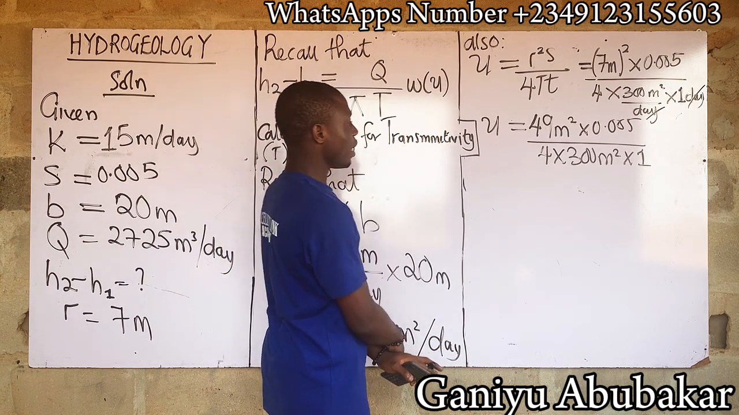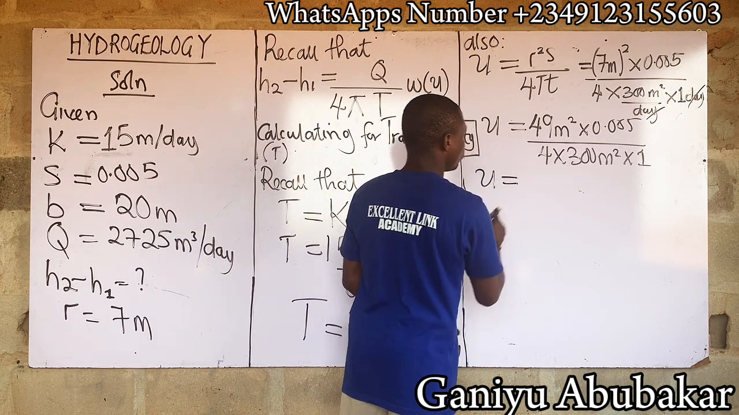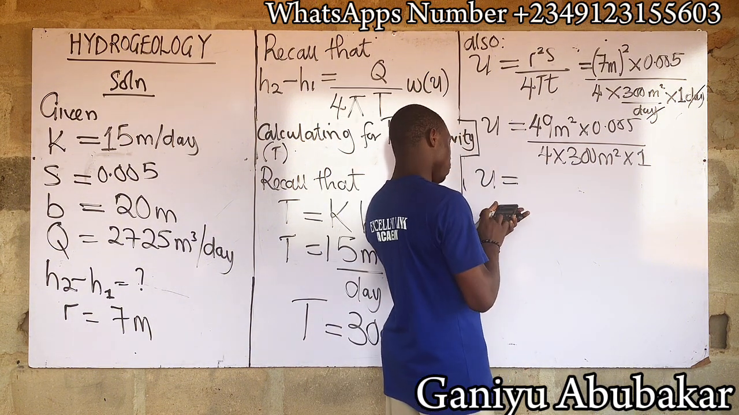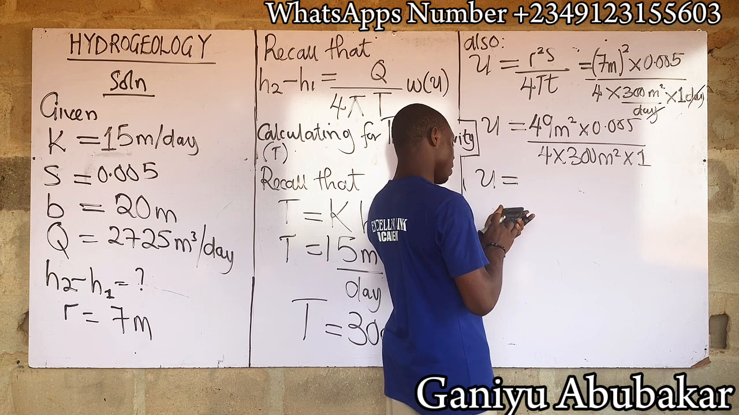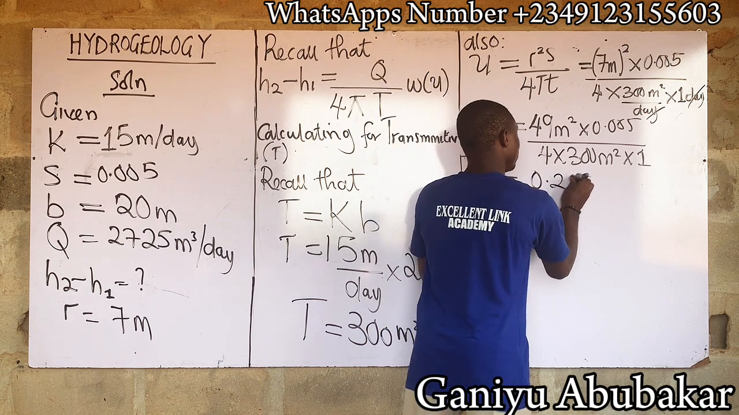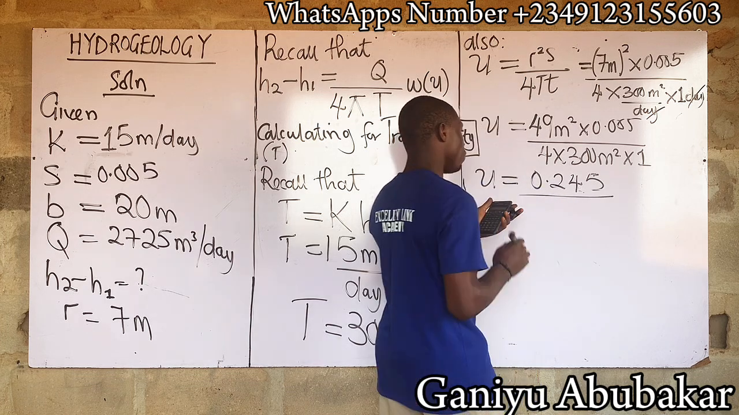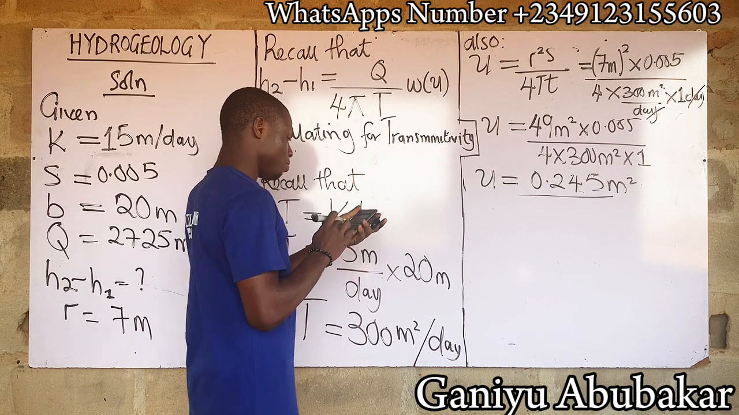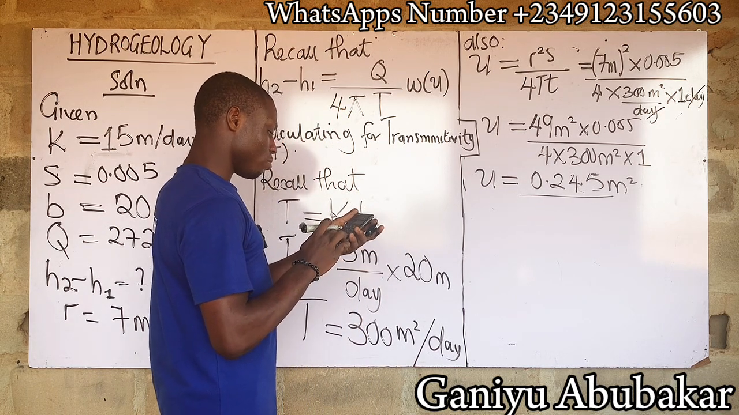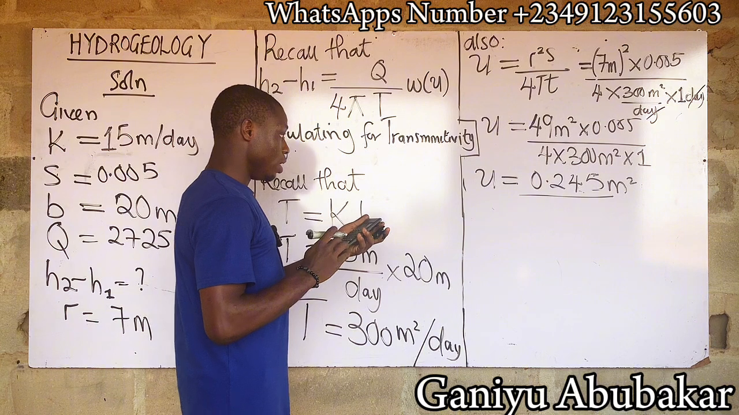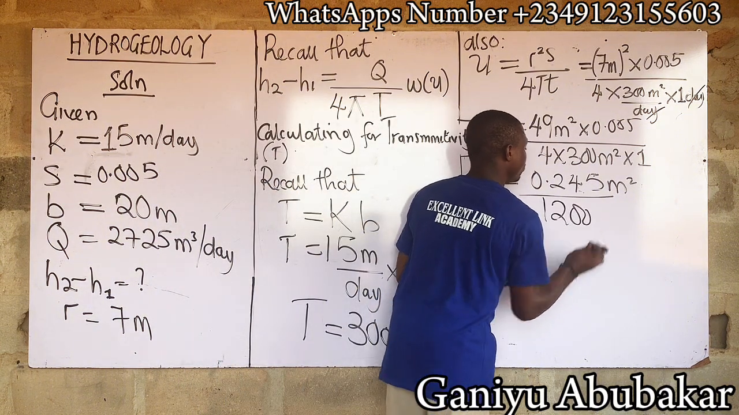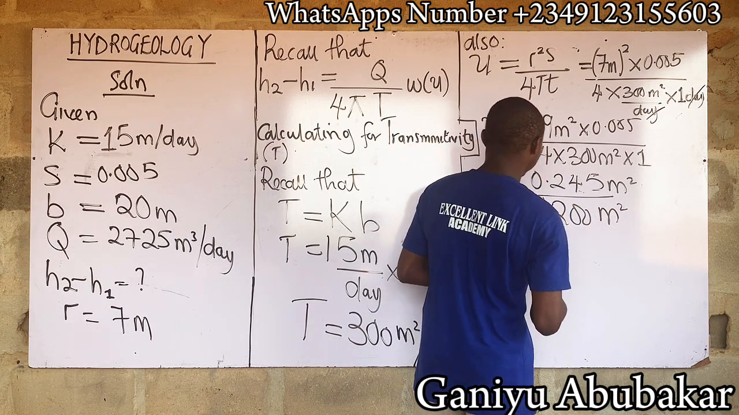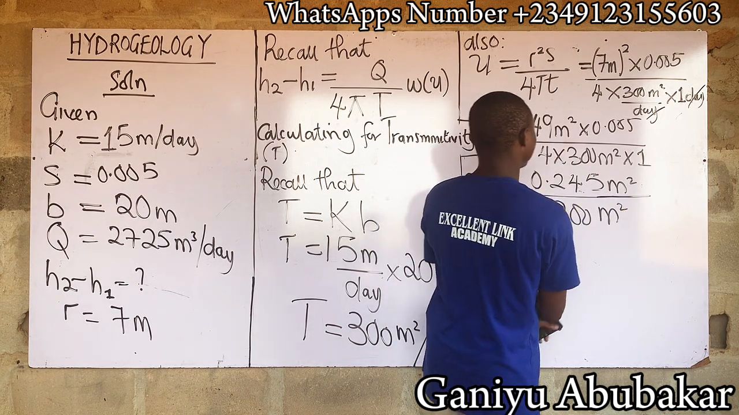At this point now, what next? U will be equal to, multiply through, what do you get? Multiply through 49 multiplied by 0.005. I have 0.245 meter squared all over 4 times 300 times 1. I have 1200 per se. I have meter squared here. Meter squared. What do you observe here?